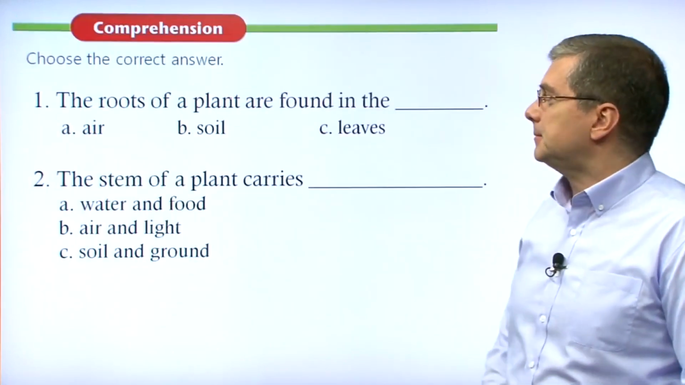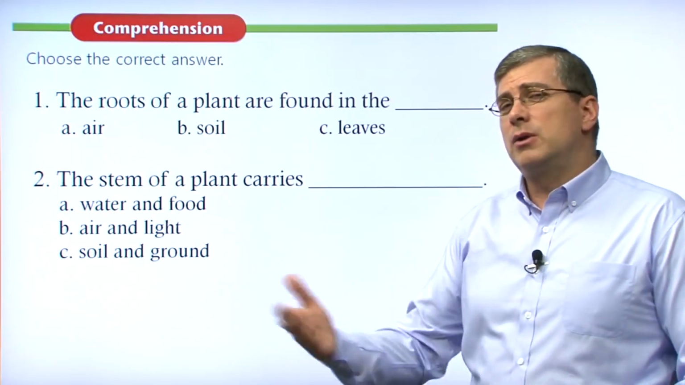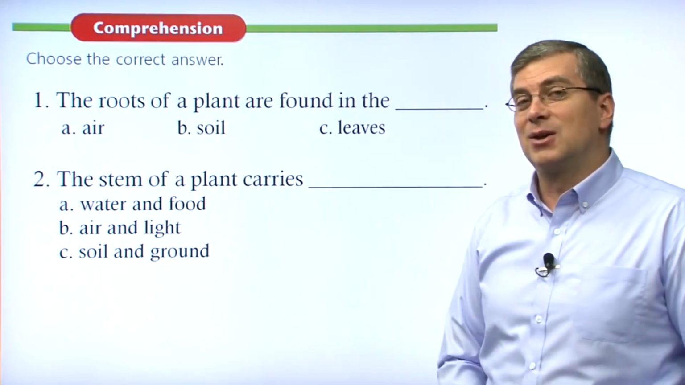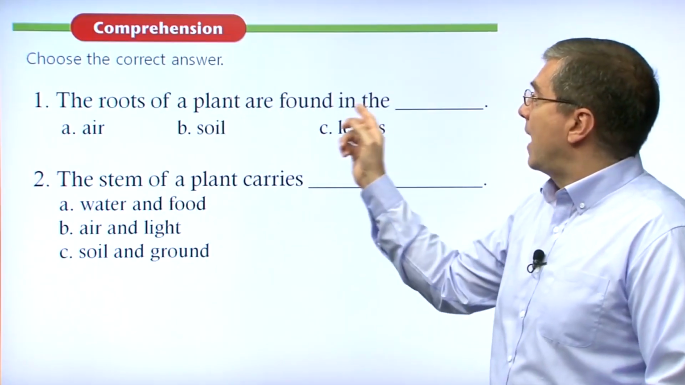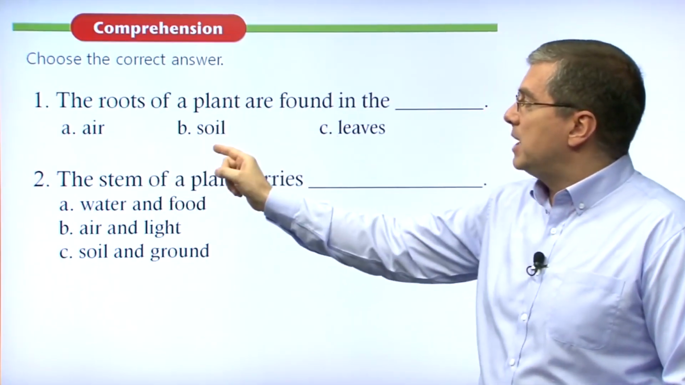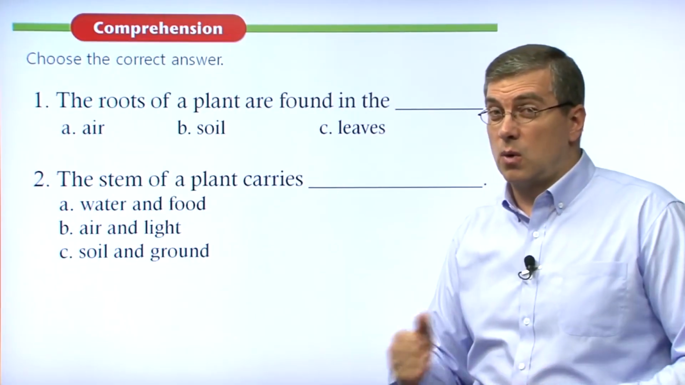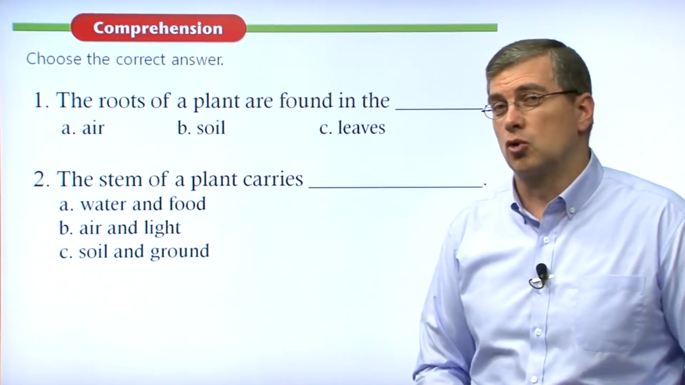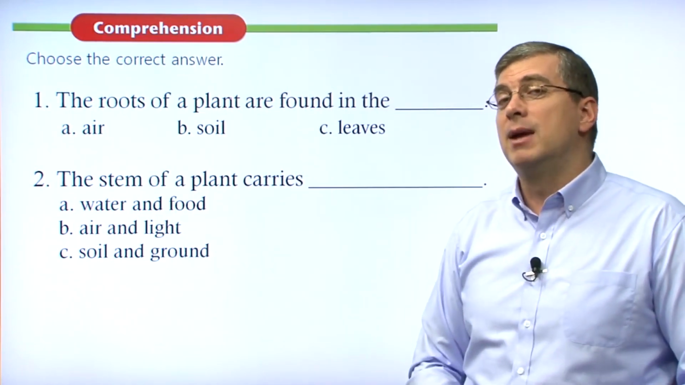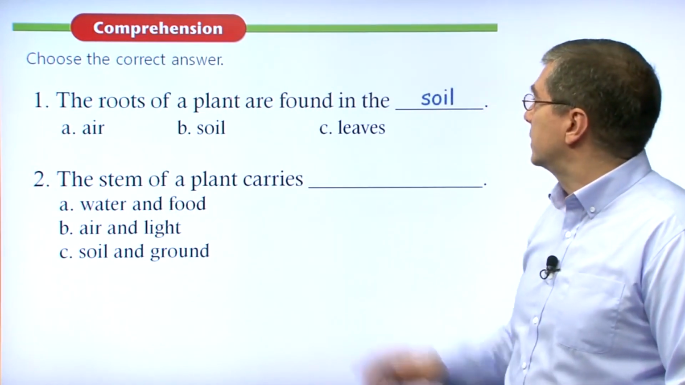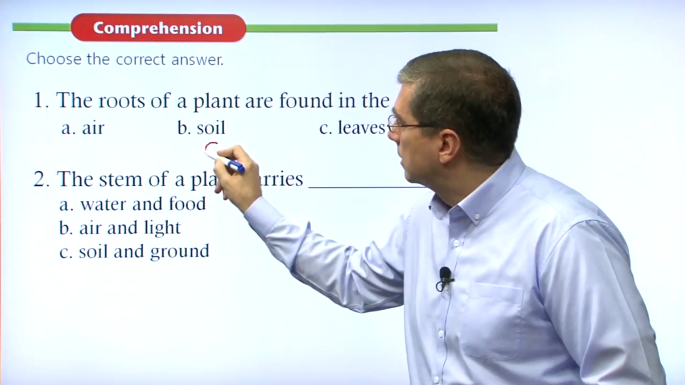Okay, let's move on. Now, we have a review here. This is reading comprehension, right? How well did you understand the reading passage? Let's take a look at the different questions. Question number 1. The roots of a plant are found in the A, air, B, soil, C, leaves. Now this might be a little tricky because they're using a different word, right? Before we learned about ground. The roots of a plant are in the ground. What is another word that means the same as ground? And that would be, of course, soil. Soil is the same as ground.